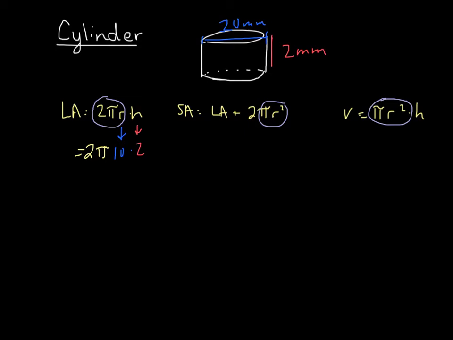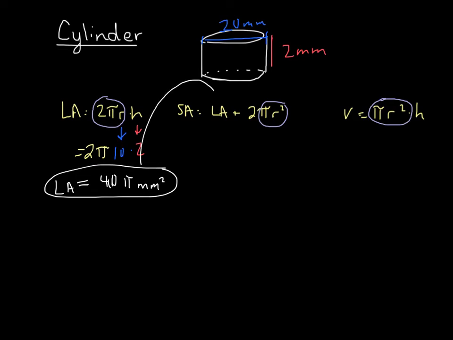So I'm going to keep it in exact form. It's going to be in terms of pi. 2 times 10 is 20, times another 2 is going to be 40 pi. For my units, let's go ahead and do millimeters squared. Lateral area. When I get to surface area, of course, that is going to be part of my answer. So I'm going to have 40 pi.